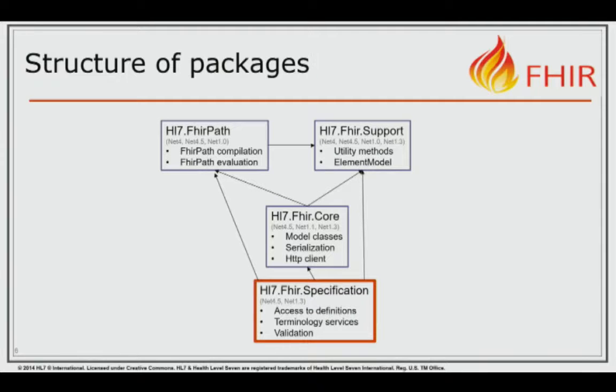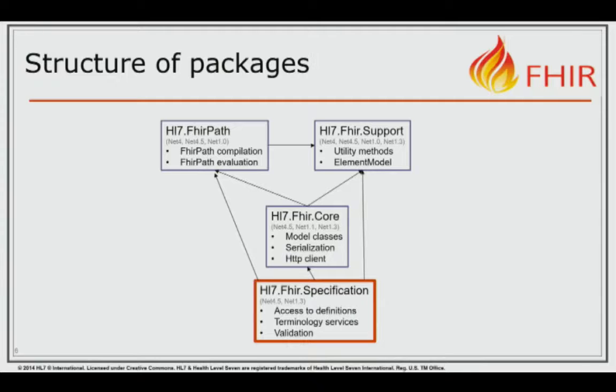And in the middle, we have the central one, HL7.FHIR.core, which has the model classes, serialization, and HTTP client. If you followed the beginner's tutorial this morning, you've been talking mostly about HL7.FHIR.core because that's where all the POCO classes are: patient, observation, and so on. It's the basic way to get them into and out of XML and JSON, and the HTTP client.